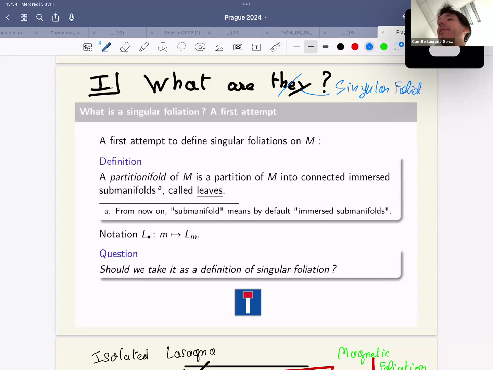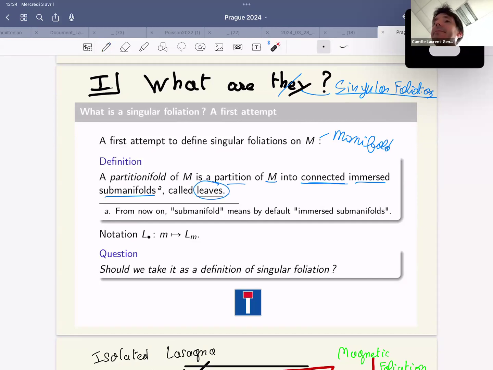Well, I will give 3 successive definitions. The first one is just very bad. It will be my first attempt. And I will not call them singular foliations. I call them partitionifolds. Well, you take a manifold M. M is any manifold here. And what you call a partitionifold is just that you partition M into immersed and connected submanifolds that you call leaves.